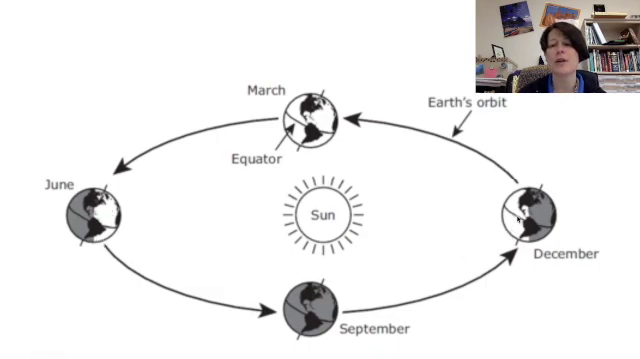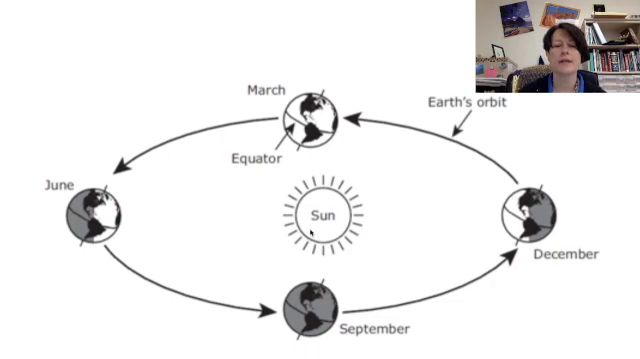In December, we can see that the northern hemisphere is tilted away from the sun, the southern hemisphere is tilted towards the sun. So now it's summer in the southern hemisphere, winter in the northern hemisphere. The intensity of the rays is below the equator. And so that's why it is winter for us, because there's less intensity.